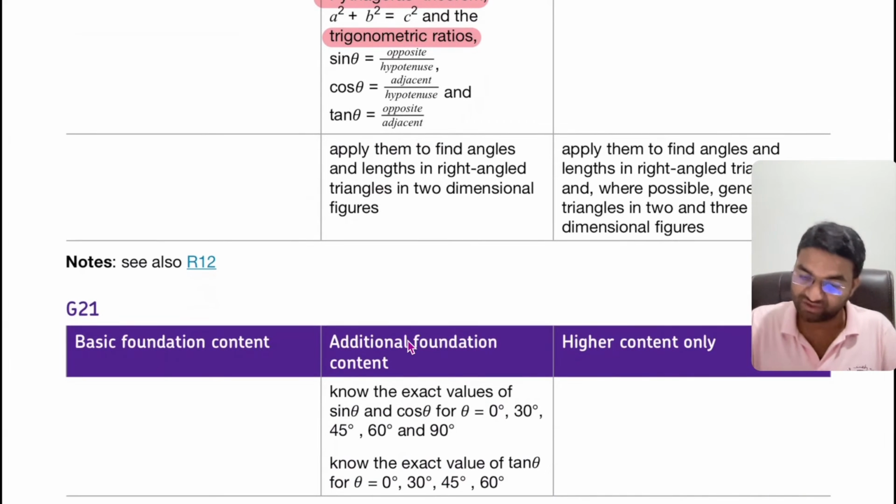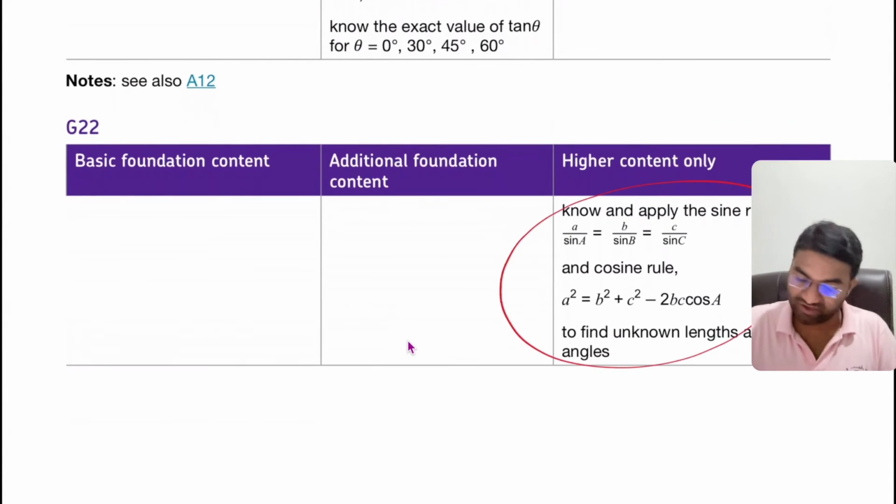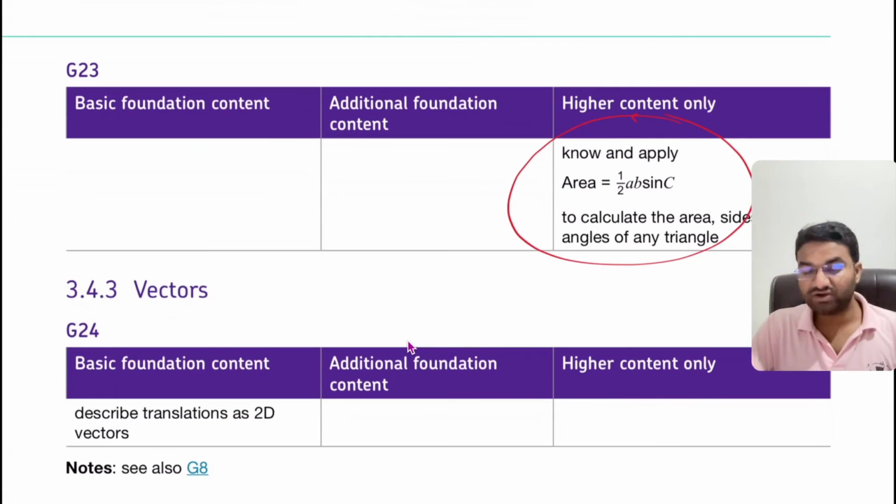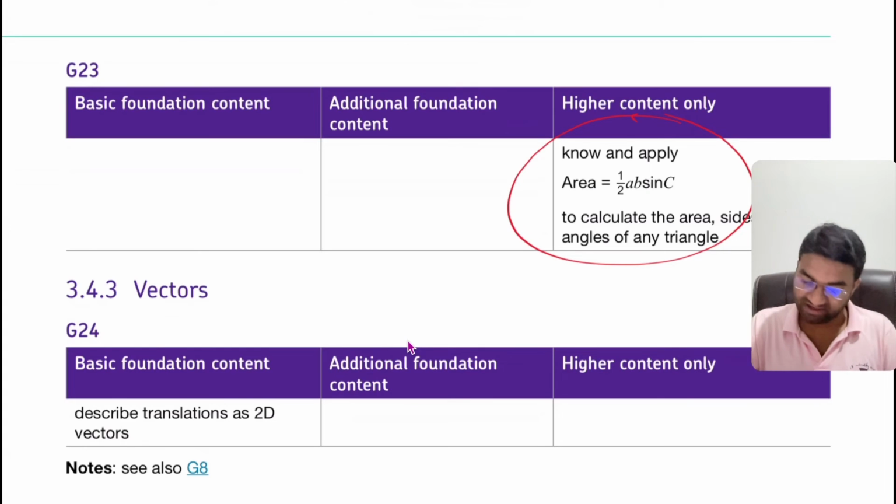So for higher students, they even have to understand the cosine rule and sine rule, two-dimensional figures, and three-dimensional figures. Then here you can see the sine rule and cosine rule. We even have the area of a triangle in terms of the sine rule, which is half times a times b, and the angle between them is sine C.